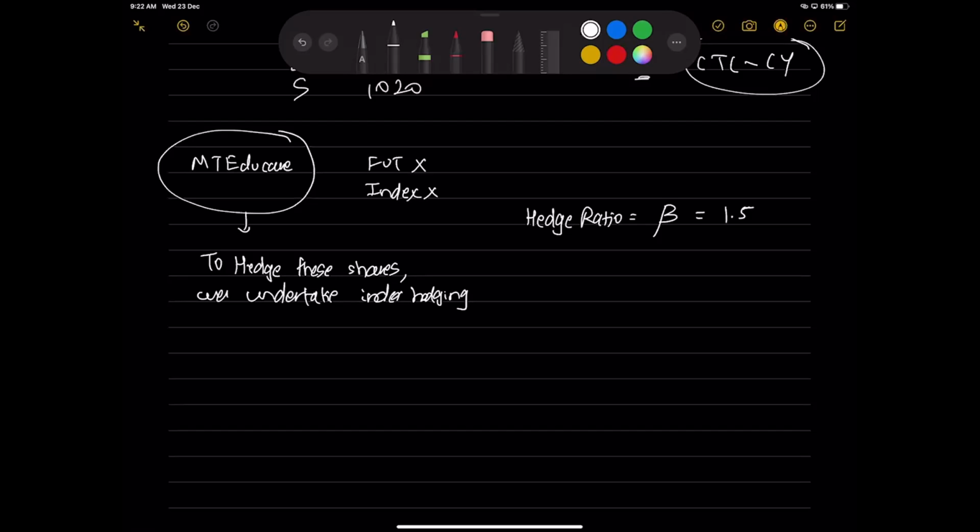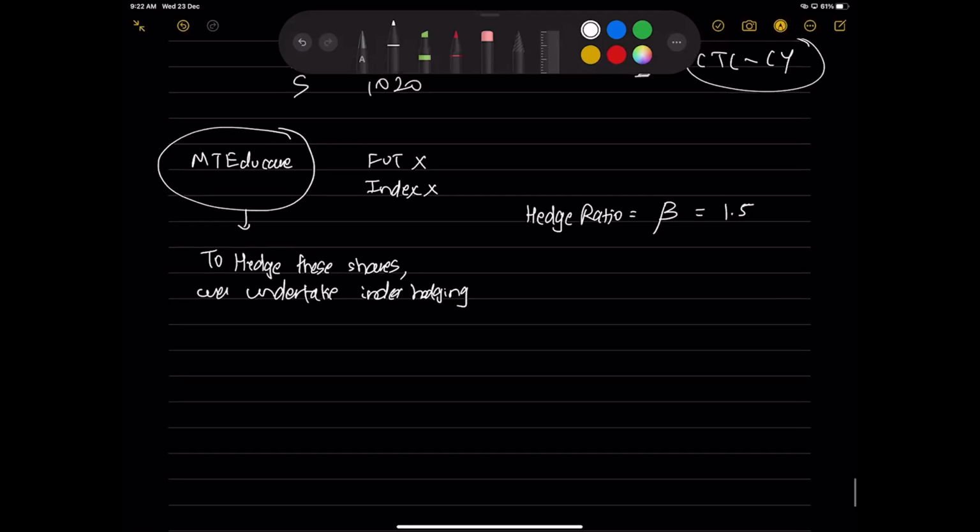If stock market goes up by 1.5%, so our stock will go up by 1.5%. Yes, exactly. So we are going to use this hedge ratio to determine कि मैं index hedging कैसे करूंगा. So यहाँ पे to hedge this MT Educare का portfolio, I'll have to undertake index hedging.